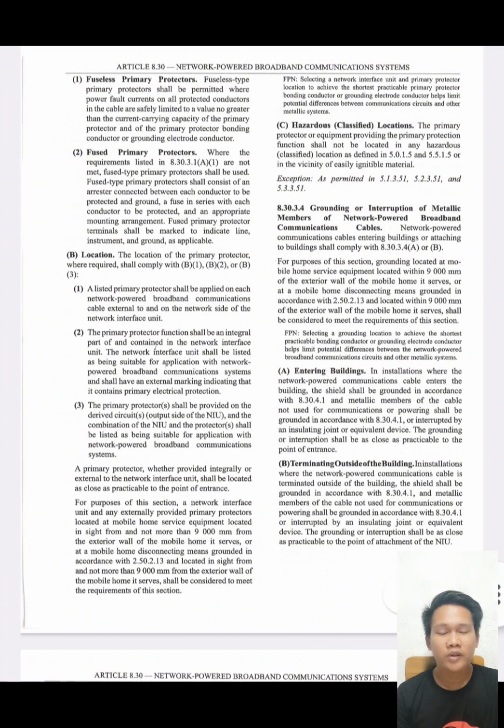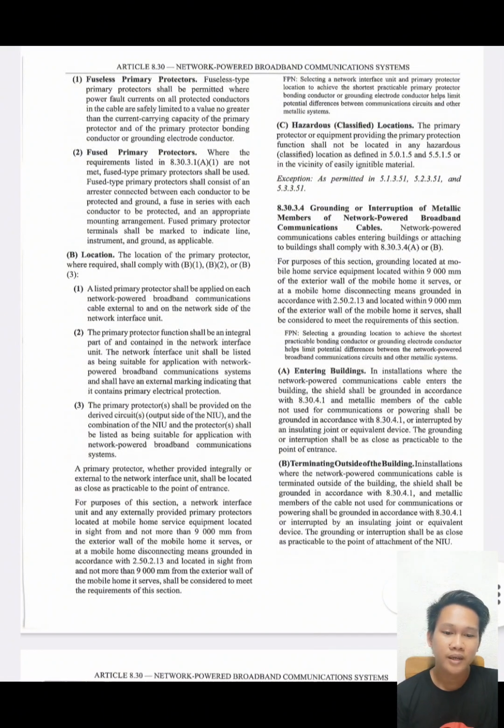So, next we have 8.30.3.4, grounding or interruption of metallic members of network-powered broadband communication cable. Network-powered communication cable entering buildings or attaching to buildings shall comply with 8.30.4 A or B. For purposes of this section, grounding located at mobile home service equipment located within 9,000 mm of the exterior wall of the mobile home it serves, or at a mobile home disconnecting means grounded in accordance with 2.50.2.13 and located within 9,000 mm of the exterior wall of the mobile home it serves, shall be considered to meet the requirements of this section.